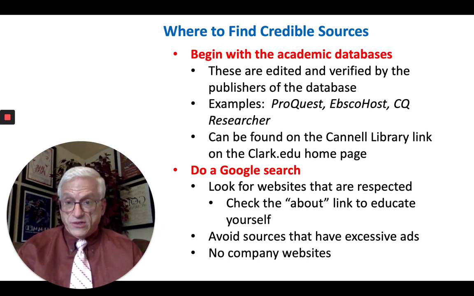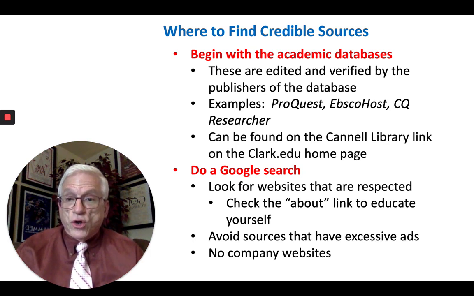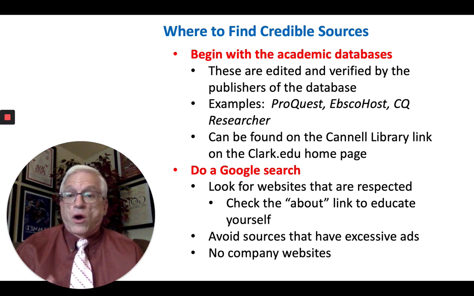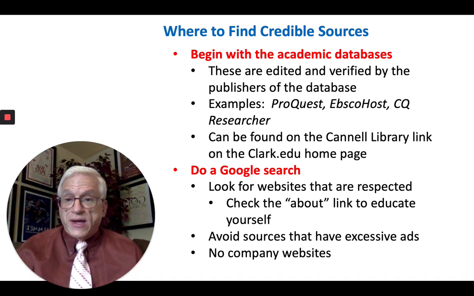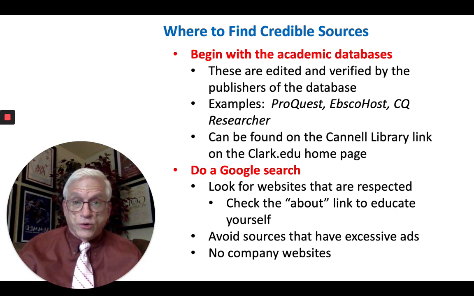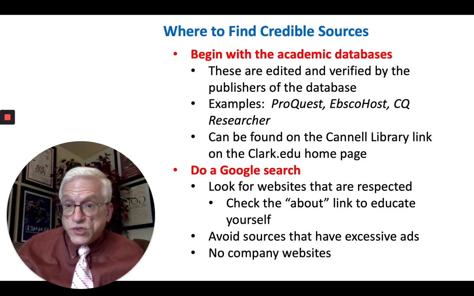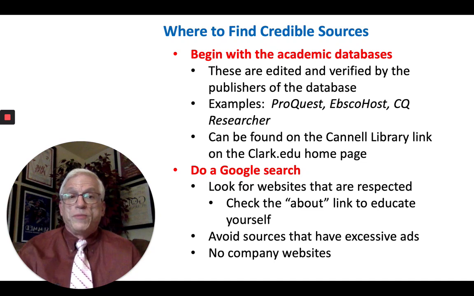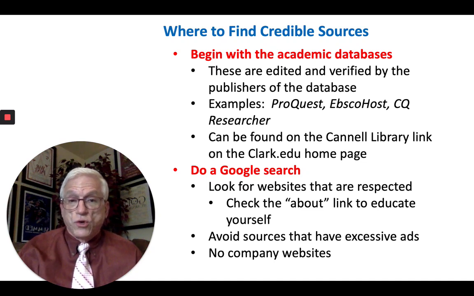So when you type in a search, it will give you the articles that are associated with that topic, and they have already been vetted and approved by the database. You don't have to do any other work other than to make sure that the article is relevant to what you're talking about. Some of these databases, and hopefully you've used a few of these before, would be ProQuest, EBSCOhost, CQ Researcher. These can be found in the Cannell Library link on the clark.edu homepage, and I'm going to take you to that here in a minute.